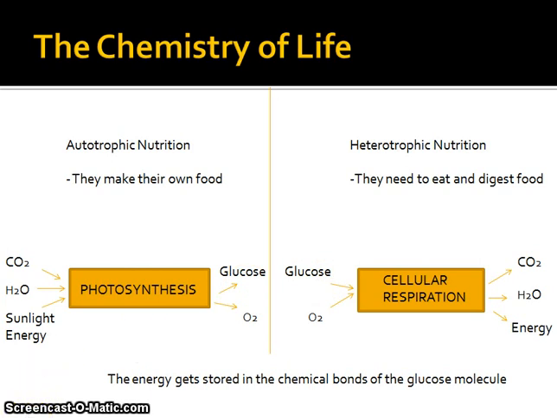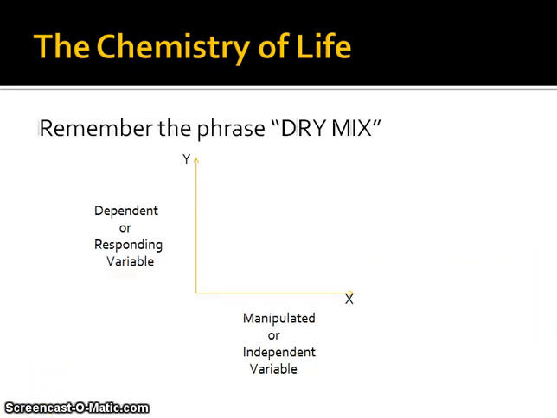They eat carbohydrates. Okay, just a few more things that I'd like to review here. Remember the phrase DRY MIX? That's how we remember which variable goes on which axis when we're graphing. DRY stands for dependent and responding variable. That goes on the y-axis. MIX, the manipulated or independent variable, goes on the x-axis.